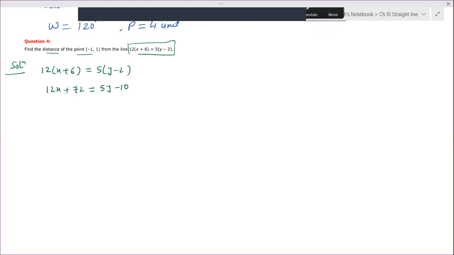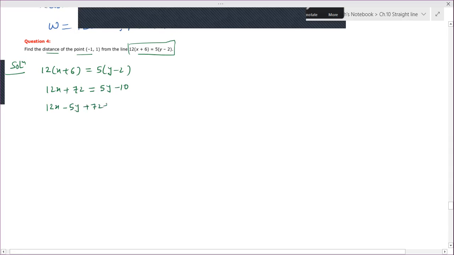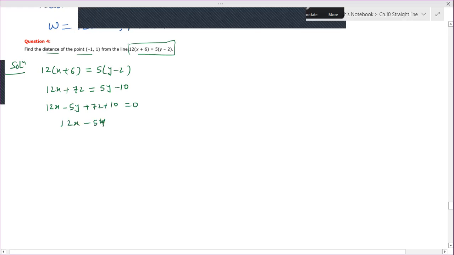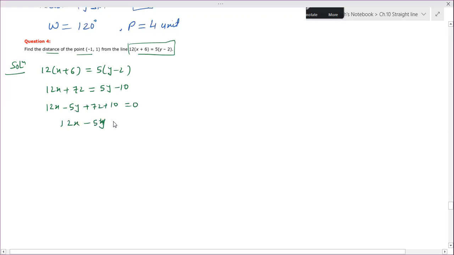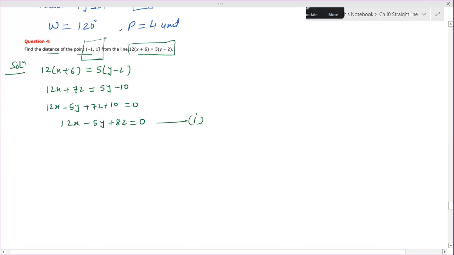So we need it in the form of 0. So we can write 12x minus 5y minus 72 plus 10 is equal to 0. So it is 12x minus 5y plus 82 is equal to 0. Now this is the equation of the line in the standard form. Now we have to find the distance of this line from the point, or you can simply say at what unit the point is situated from the line.